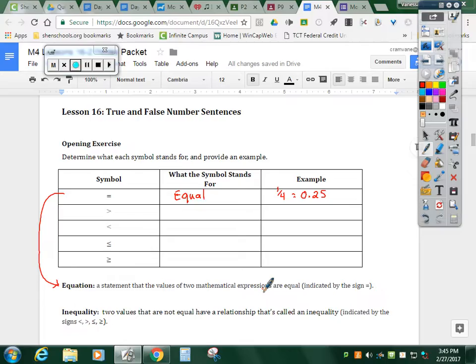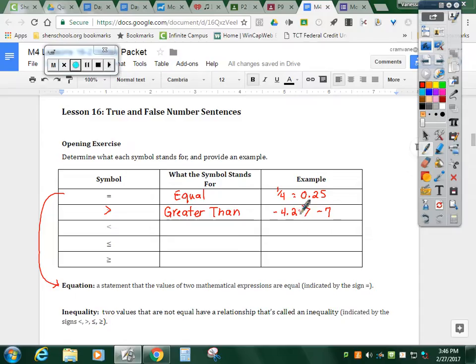Okay? These two symbols you've probably seen before. This one is greater than. It means that one value is greater than the other. Okay? For example, negative 4.2 is greater than negative 7. Okay? Negative 4.2 is closer to 0 than negative 7.